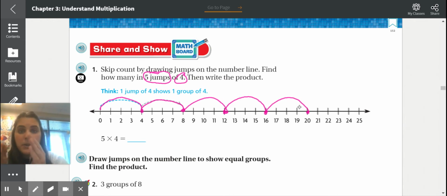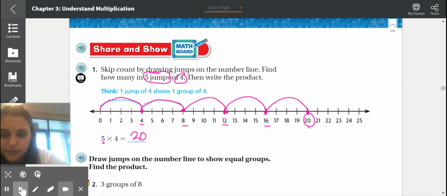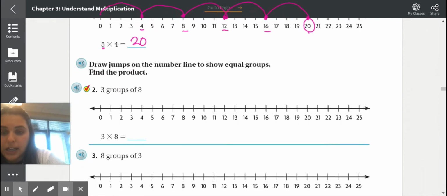And they all need to be equal. They need to be jumps of 4, 4, 4, 4, 4. So that's 5 groups because it's 5 jumps. So 5 times 4, we landed on 20. So if we were to count by 4s, it would be 4, 8, 12, 16, 20. Okay, let's keep practicing.